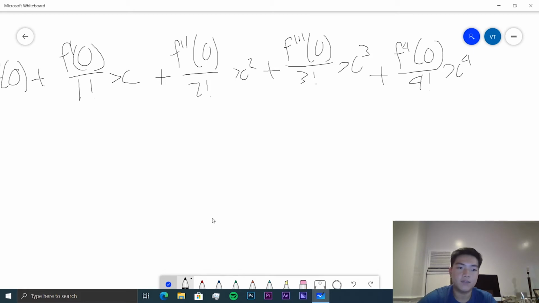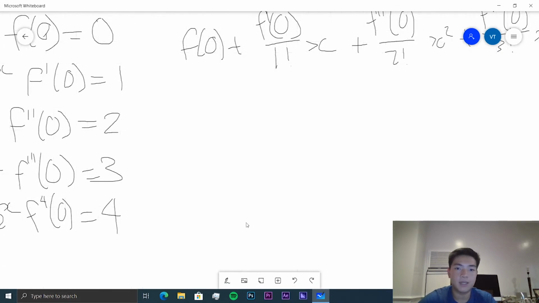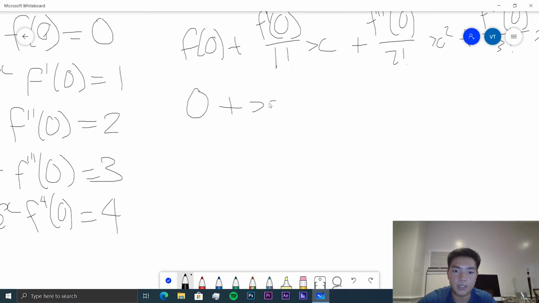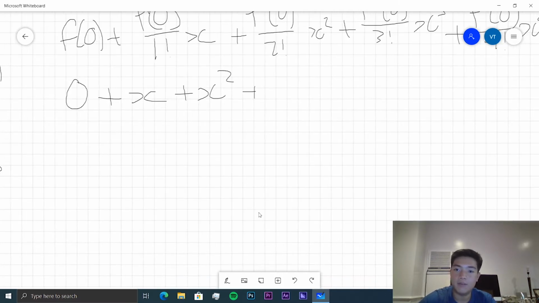So what does this evaluate to? We can simply plug in the numbers we have here. So this is 0 plus 1 over 1 factorial, which is just x, plus 2 over 2 factorial, which is just x squared, is 1, plus 3 over 3 factorial, which is 1/2.